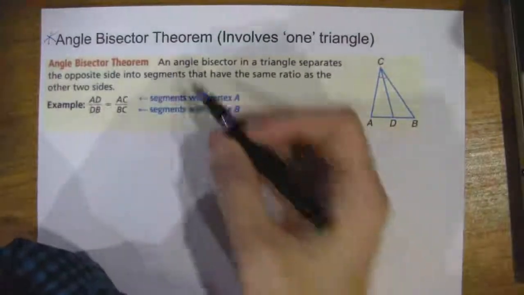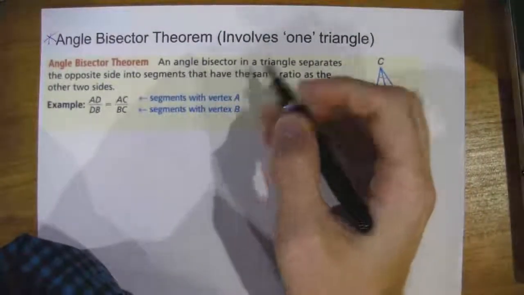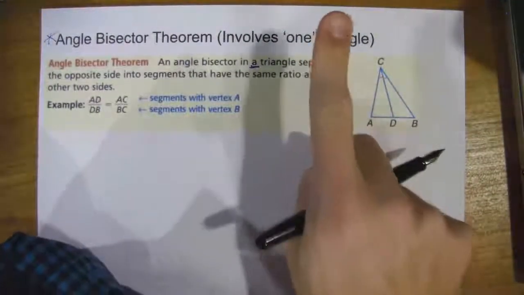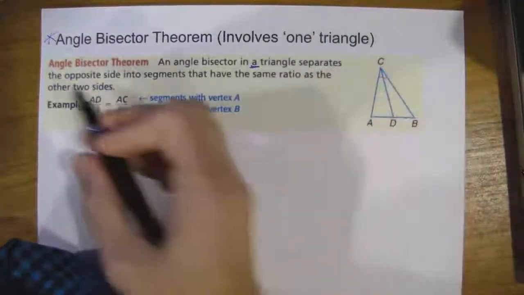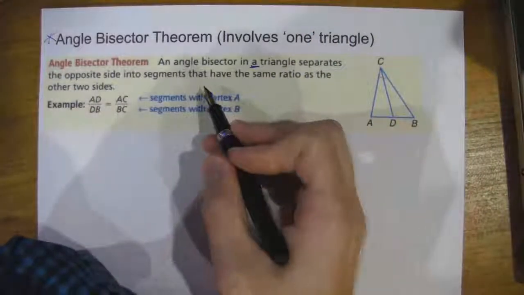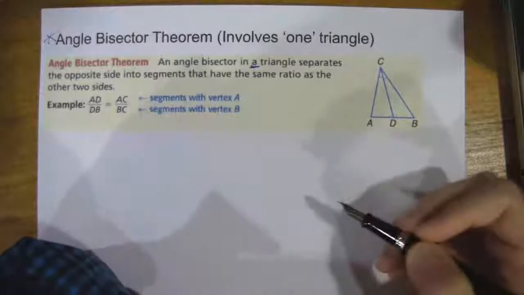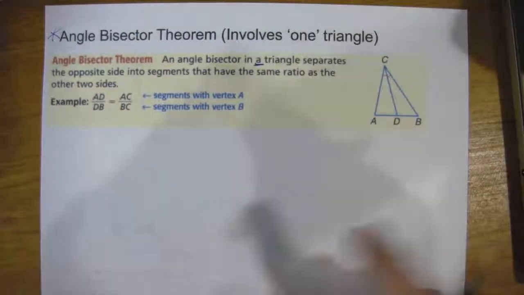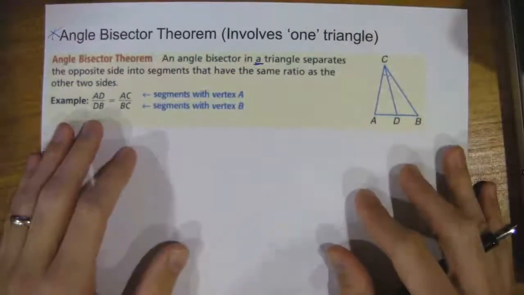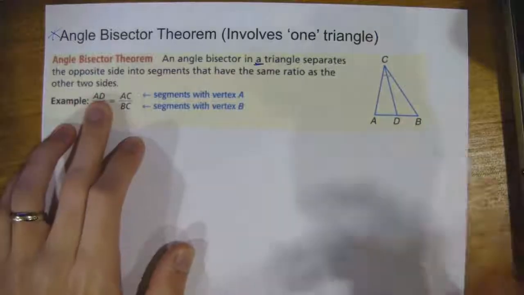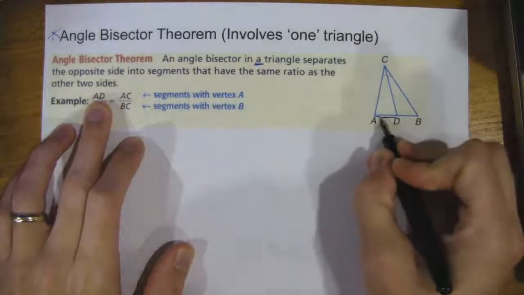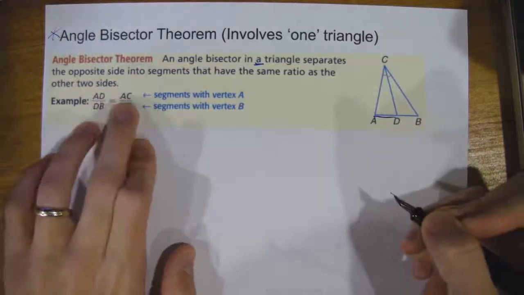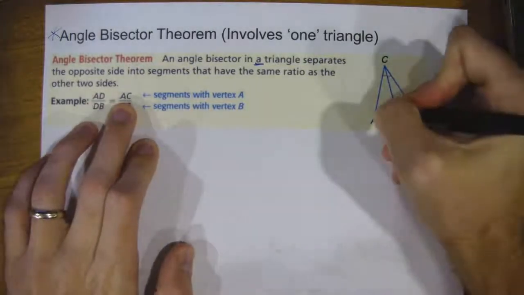So let's read it. The angle bisector theorem. An angle bisector in one triangle separates the opposite side into segments that have the same ratio as the other two. In other words, it forms that same proportional relation. So let's take a look at it. We'll color code it to make it easier to see. I know that AD, so this segment here, matches up with AC, this side here.